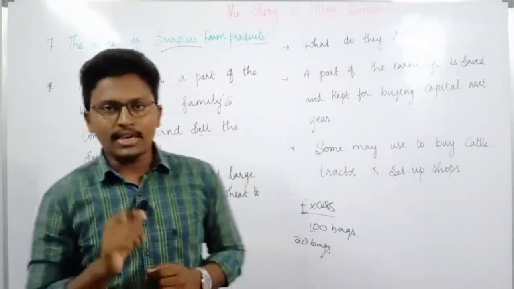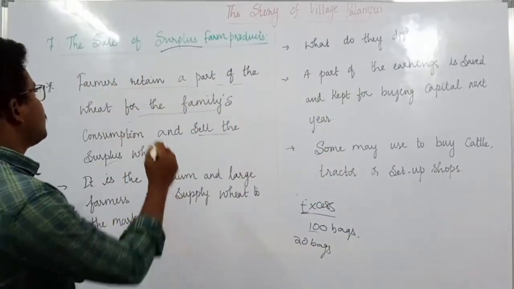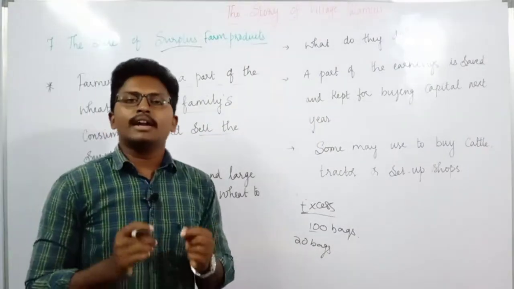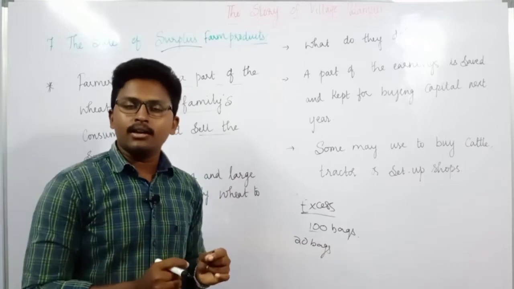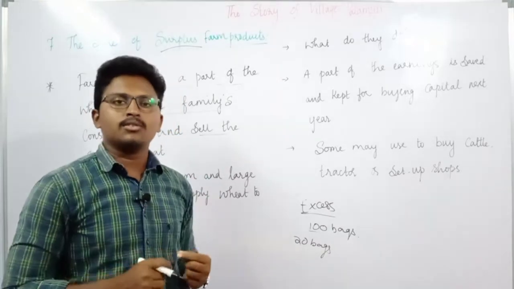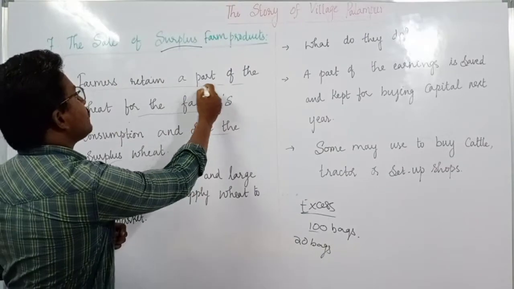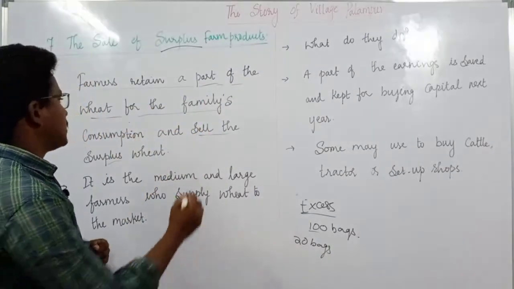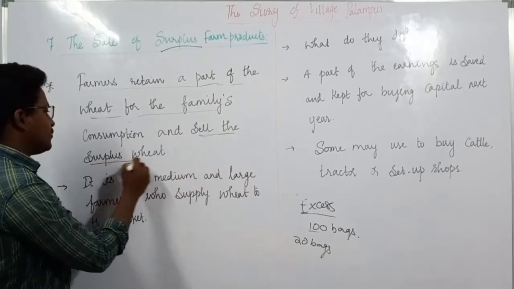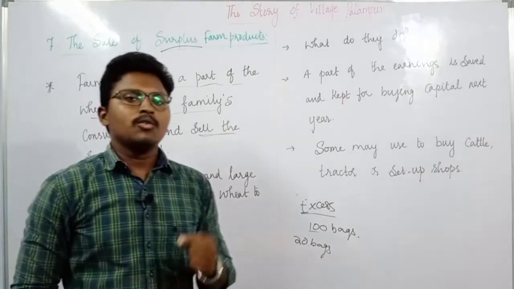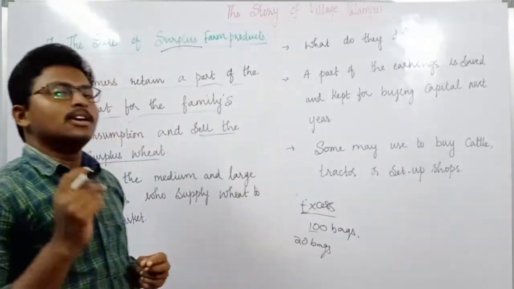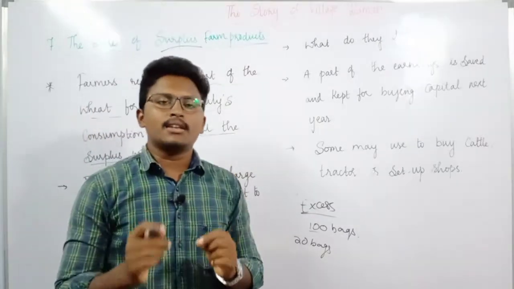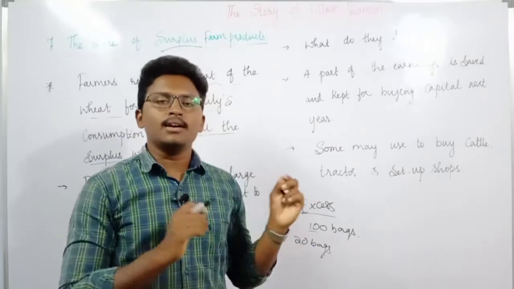So here we can see, farmers retain a part of the wheat for the family's consumption. That means whatever they produce, they will not sell the entire thing in the market, nor consume it all themselves. A part of the wheat will be used for the family's consumption, and the remaining part will be sold in the market. Usually, whatever extra surplus they have, they take it to the market and sell it.